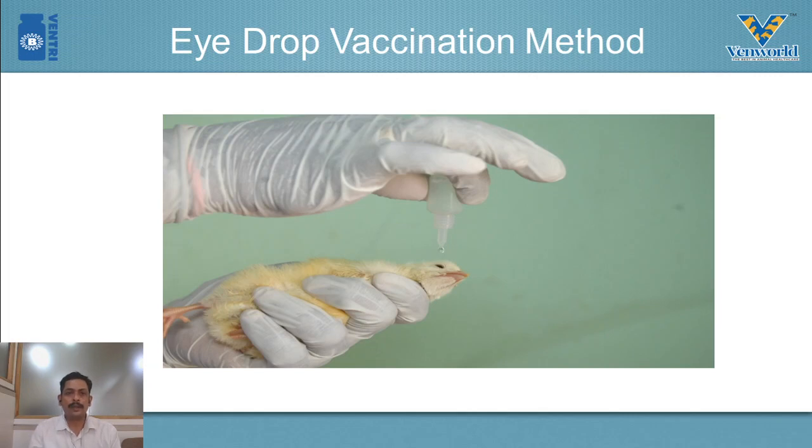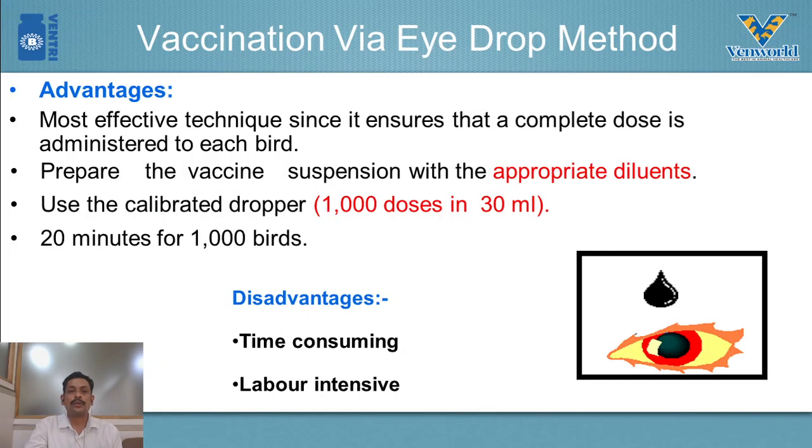So this is one step. Now, the eye drop vaccination method. This vaccine method is done for individual vaccination, of individual birds, via the eye drop or nasal route. The advantage of this vaccination is that it is the most effective technique, because it ensures the complete dose is administered to each bird. Before starting the vaccination, prepare the vaccine suspension with appropriate diluents. Use the calibrated dropper, that is 1000 doses in 30 ml. The time required is 20 minutes for 1000 birds.